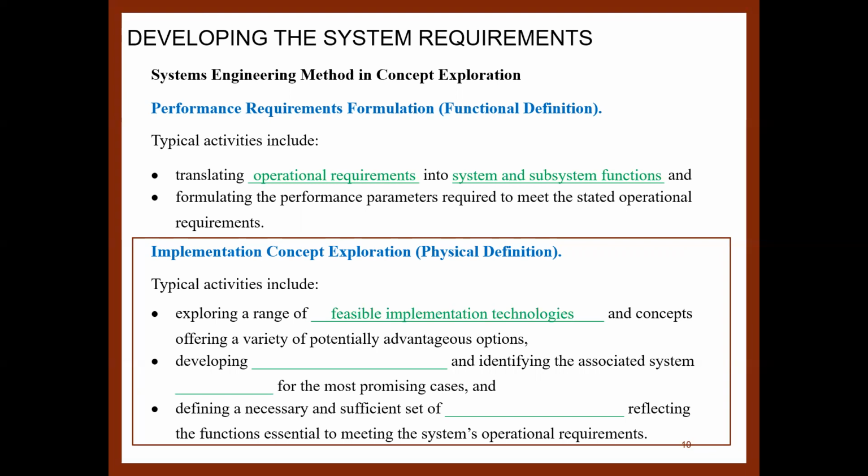But at the same time, there might be technology that doesn't exist, or technology that hasn't been tested, that we might want to incorporate in our system. Things like, I don't know, a different type of engine, let's say using hydrogen, and so on. So here's where we look at feasible implementation technologies that can be used to achieve the purpose or to implement the system functions that you specified in the previous step.